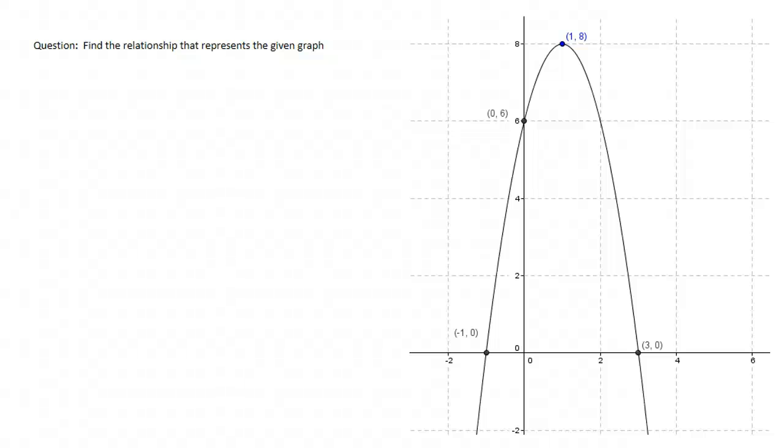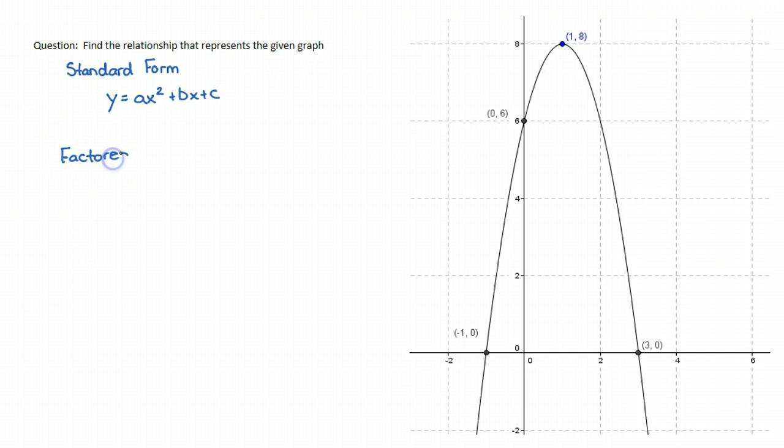Hello, in this video we're going to follow up from today's class where we looked at specifically how to find the relationship of a given graph of a quadratic. Over the past couple of days we've been talking about two forms. The two forms are standard form, which is y equals ax squared plus bx plus c, and the other form is called factored form, which is y equals a, x minus p, x minus r.